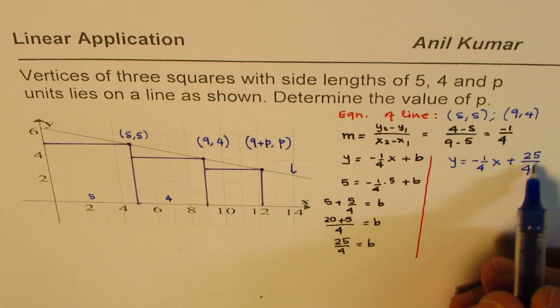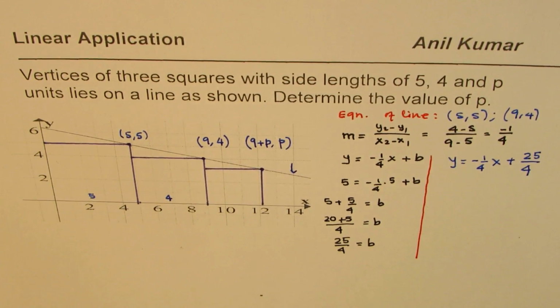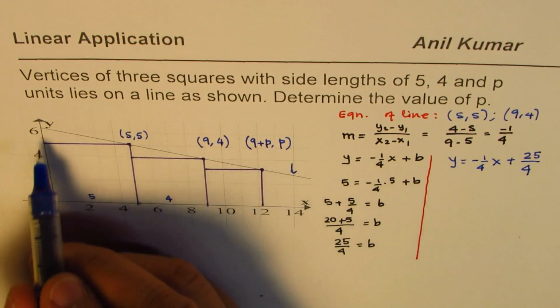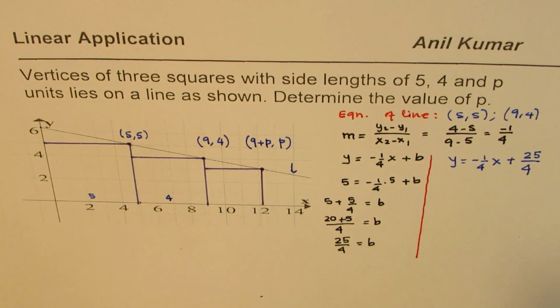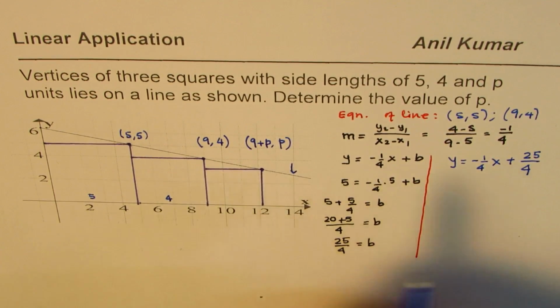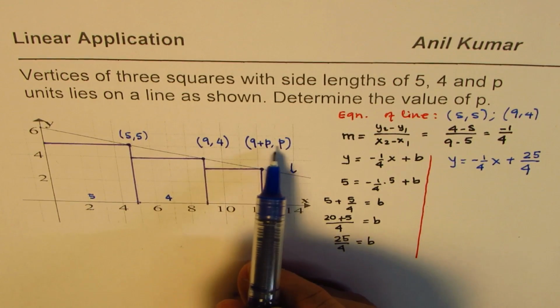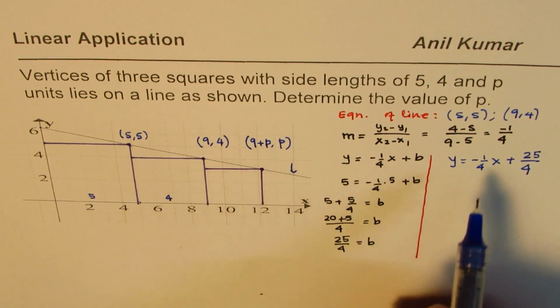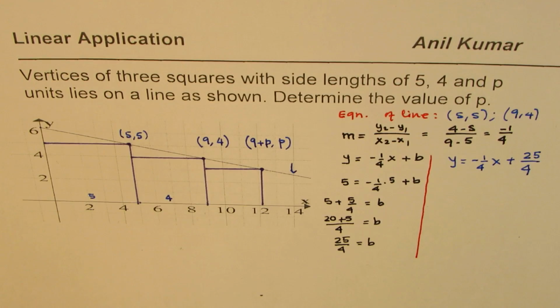25 by 4 is slightly more than 6, and in the diagram you can see it is slightly more than 6. It's always good to check your calculations, when it is so easy to check. So the y-intercept is slightly more than 6, so that seems to be the correct value. Now we know the equation of the line. Once we know the equation of the line and another point on it, which is 9 plus p as the x-coordinate, y being p, we can use this equation to find the value of p. That is how we should be doing it.